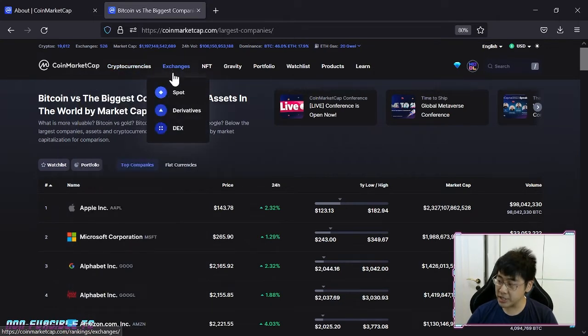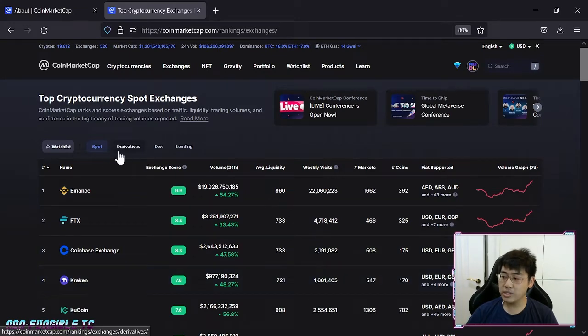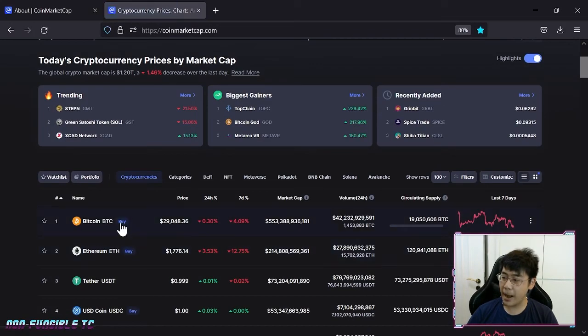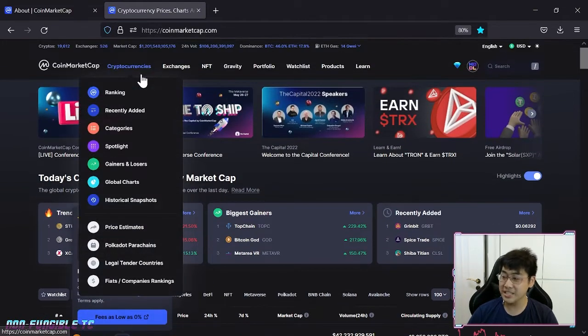So moving on to exchanges, this is similar to what we saw. This is a more specific page for exchanges for spot trading. And you see Binance, FTX, Coinbase Exchange, and Kraken. So just to let you know, CoinMarketCap was actually acquired by Binance, okay? So if you look at a cryptocurrency and you want to buy it, it will show you an ad from Binance. Just to let you know, there is some interest in there, right?